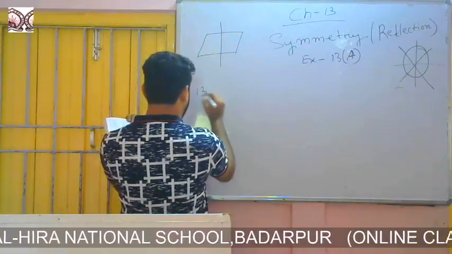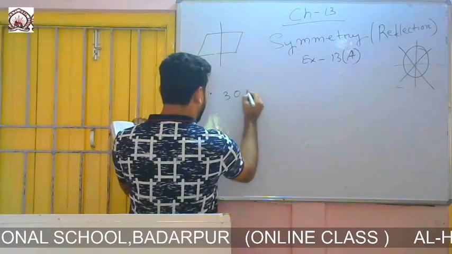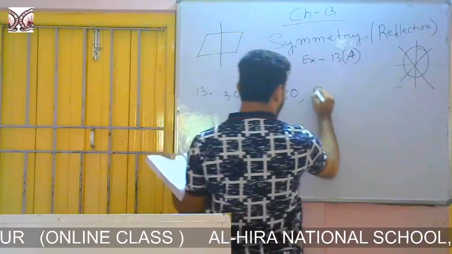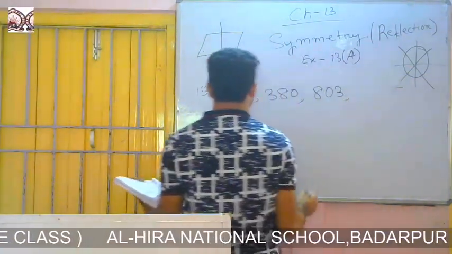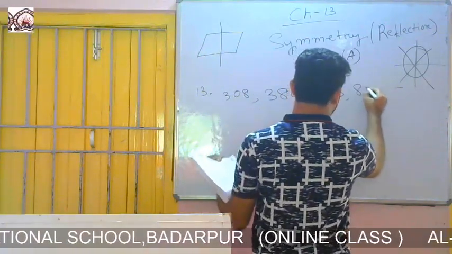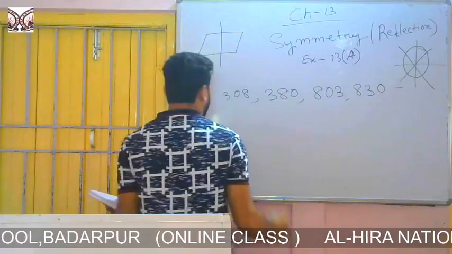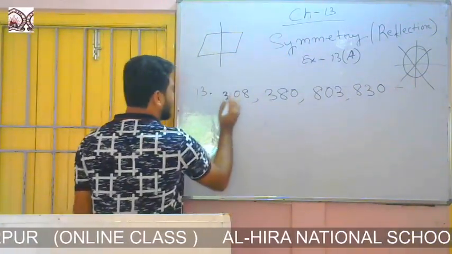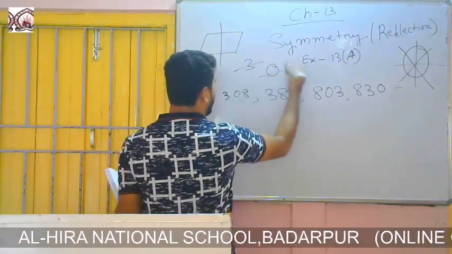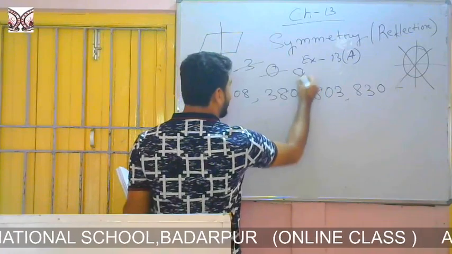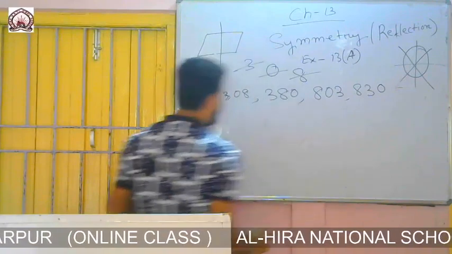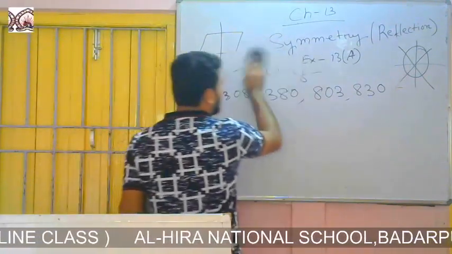Number 13: 308, 380, then 803, then you can write 830. That means in 3 also I can divide into 2 parts, no problem. Horizontal I can divide. 8 also I can divide horizontally, vertically also, but here it says only horizontally, so I can divide everyone. So these are the required digits.